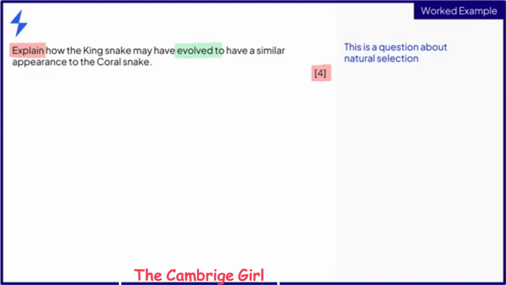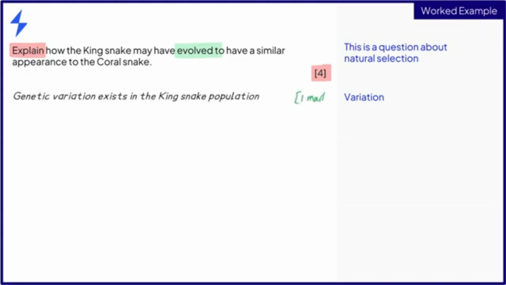The first step in explaining natural selection is always to state that variation must be present. In this example, there is genetic variation in the king snake population. There is competition for survival. Here the snakes compete to avoid becoming prey for larger predators.